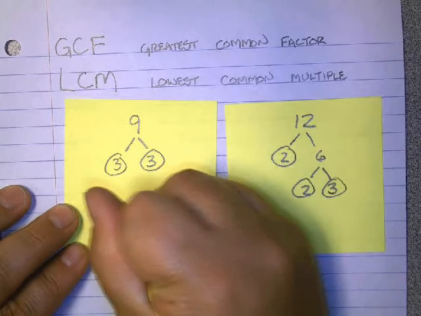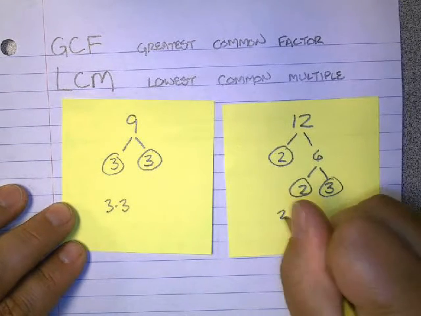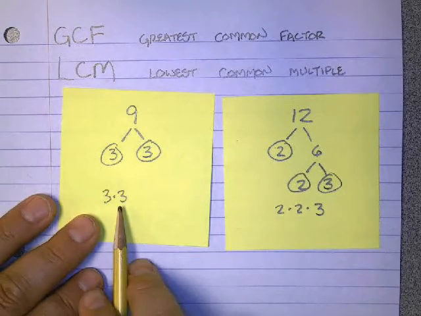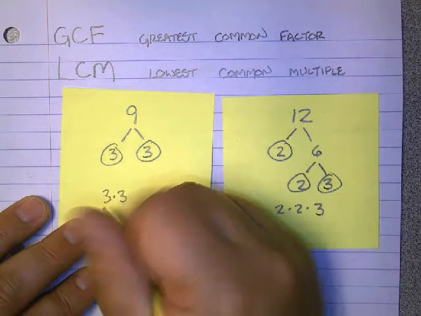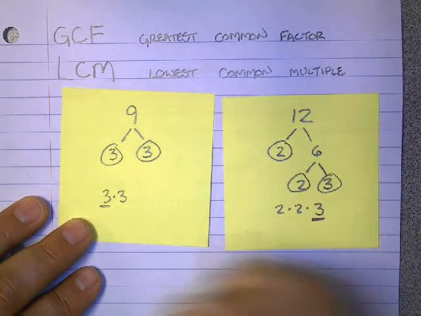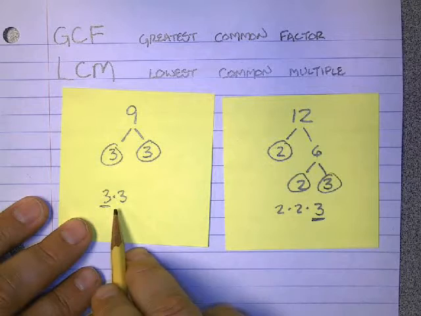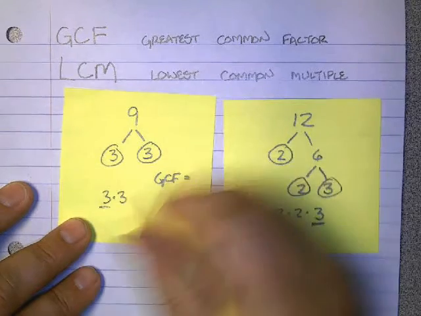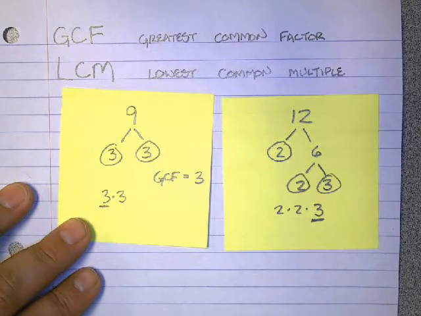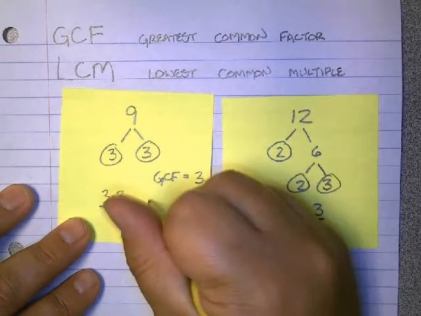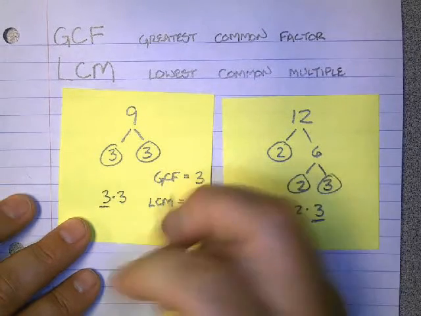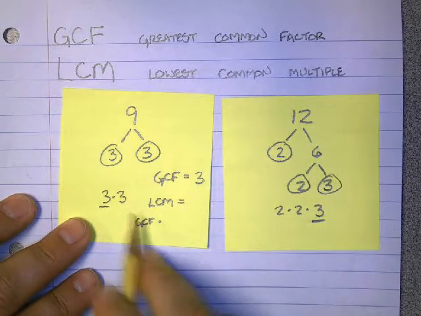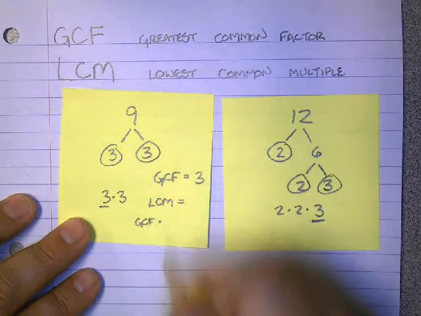So I have 3, 3, 2, 2, and 3. 9 is 3 times 3, and 12 is 2 times 2 times 3. So in this case, the factors are the same. I see a 3 here, and there's a 3 here. And here I have a 2 and a 2, and here I have a 3. So in this case, my greatest common factor is just going to be 3. That's all it is.